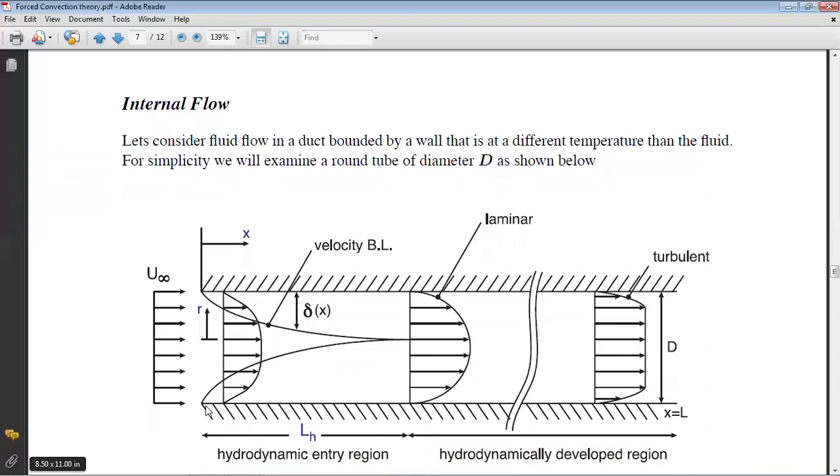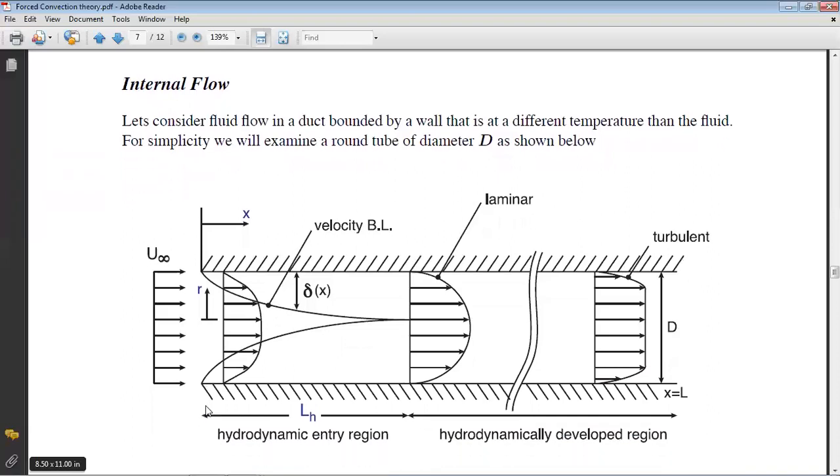This is an internal flow where the flow will be inside the tubes or pipes. This is the velocity profile. You can see at this point the fluid is in contact with the inner surface of the pipe where the velocity is 0. This is again a no slip condition and the velocity is maximum at the center.